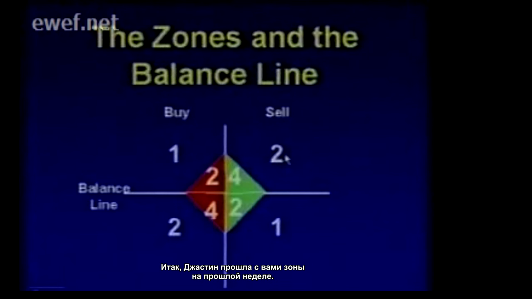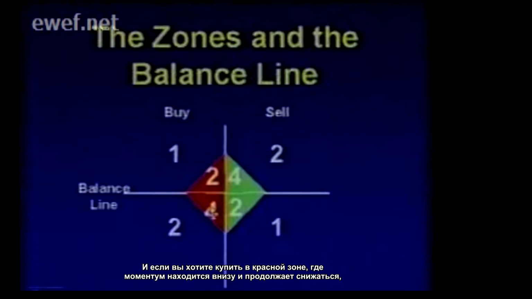Now, again, we've gone over the zones. Justine did that with you last week. And we're going to make it difficult to buy in the red zone and sell in the green zone. The thinking behind this, if you think about it for just a moment, I think you'll agree that it makes ultimate sense. If you're in the red zone, it means that the momentum is down. Not only is the momentum down, but it's increasing down. It's accelerating downward.